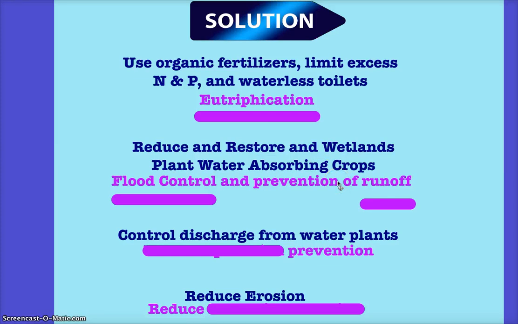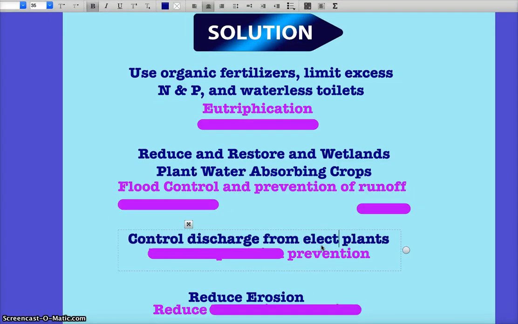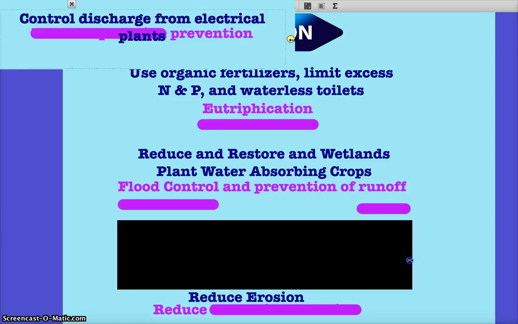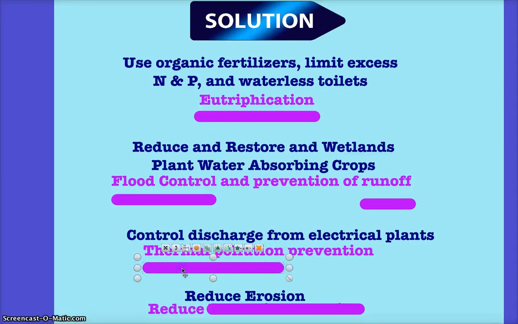Controlled discharge from water plants. This should say from electric plants. Good job. If it was water plants, it would go back to eutrophication, right? So this is thermal. What would reduce erosion do? What's it going to decrease? It can. Runoff in general, okay? Which is going to be non-point pollution, right?